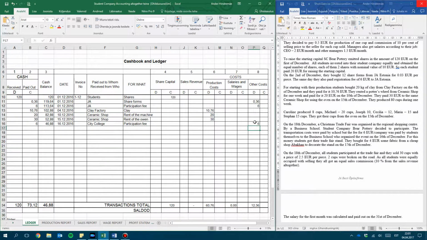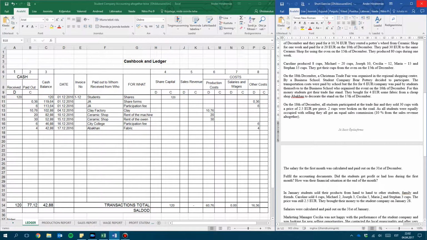€6 is done. Moving on, for this money, students got their trade fair stand. Yeah, logical. They bought for €4 some fabric from a cheap shop, Abakan, to decorate the stand on 17th of December. So, another small expense. €4. New balance 42.88. Date was 17th. No invoice. Abakan. A complicated name, yeah. For fabric. And again, it is another cost because it is not production or salary or wages.